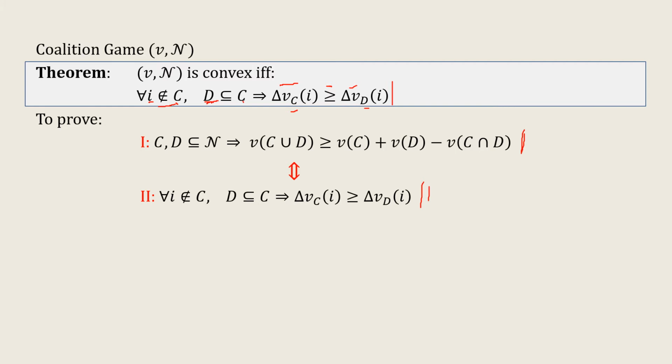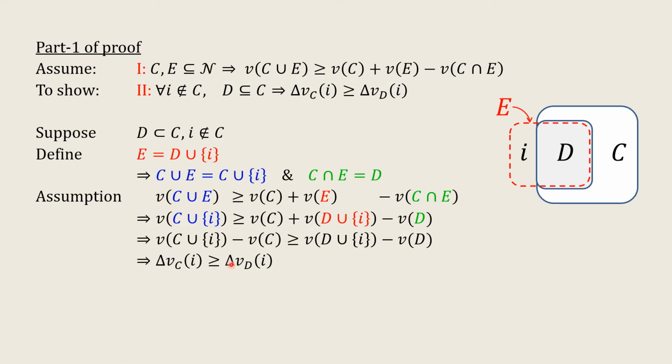So let's look at the proof. First, these are the two statements. We'll show that statement 1 and statement 2 are equivalent. First we'll show that 1 implies 2. So in part 1 of the proof, I assume that statement 1 holds.